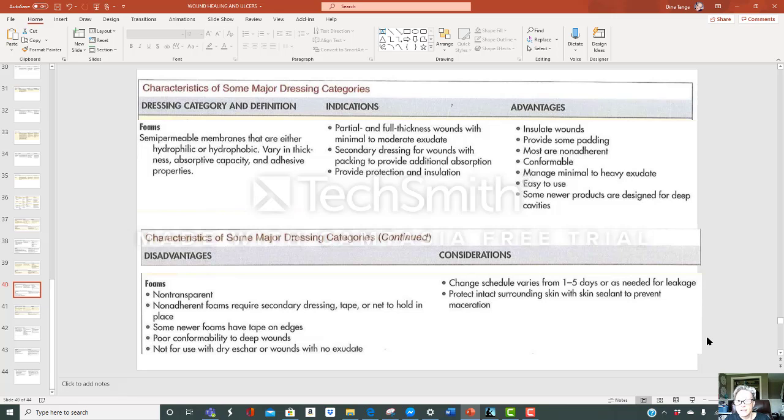These are the advantages. It insulates the wound. It provides some padding. Most are non-adherent, comfortable, manage minimal to heavy exudate, easy to use. Some newer products are designed for deep cavities.